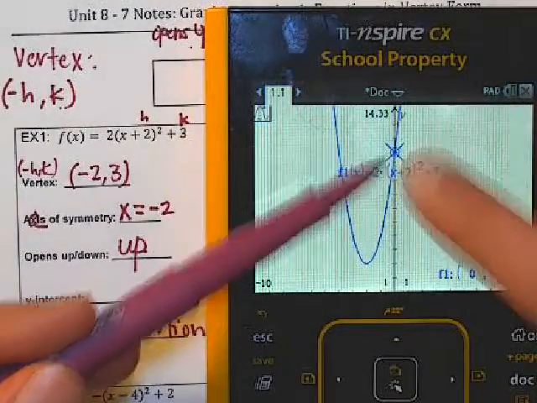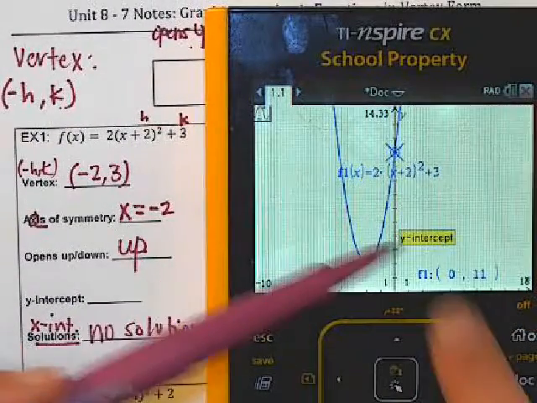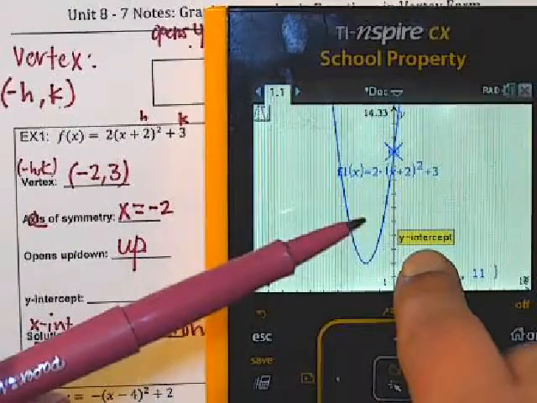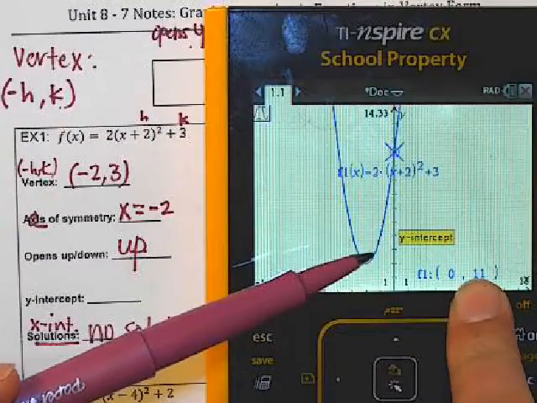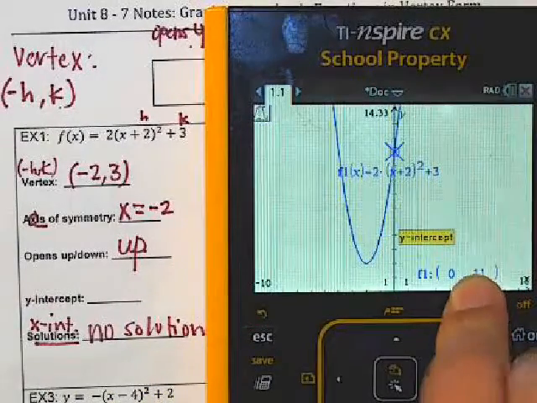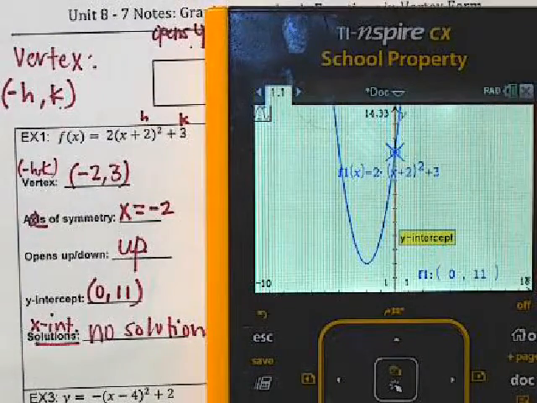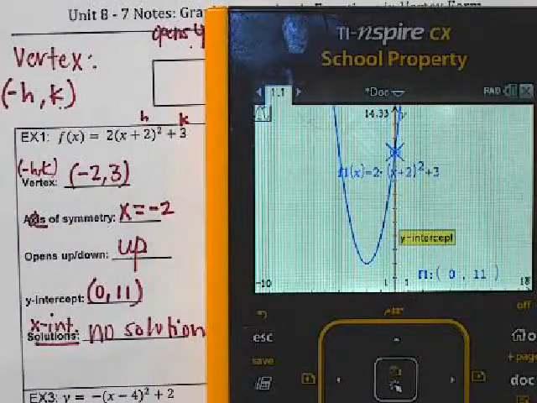So right here, this is my y-intercept. If I want to go up and then back down, the words will pop up. I don't know why they don't pop up to start with. But anytime you turn your trace on, it starts with the y-intercept. So this y-intercept is (0, 11). Okay, questions?